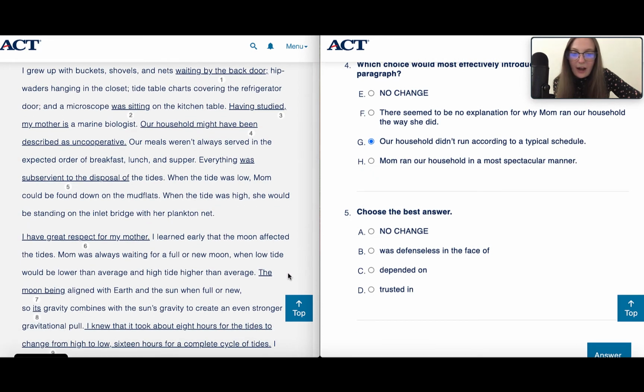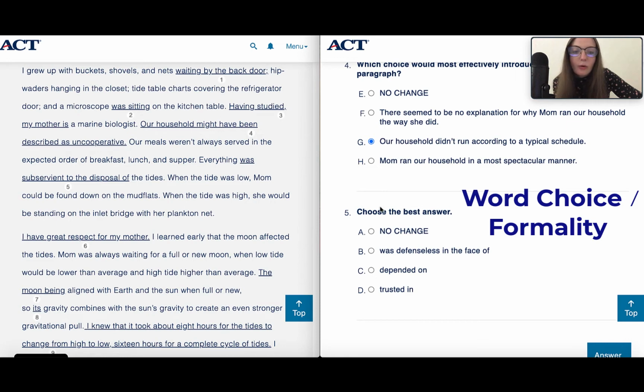Alrighty, and number 5 is going to be a wording question. So what we want to remember is that we need to be formal, but at the same time, we don't want to be over the top. We're trying to say that the tides kind of dictated, or the tides were the reason why their schedule was the way that it was. So "subservient to the disposal of" is way too formal, way too over the top. So that's going to be a no-go.